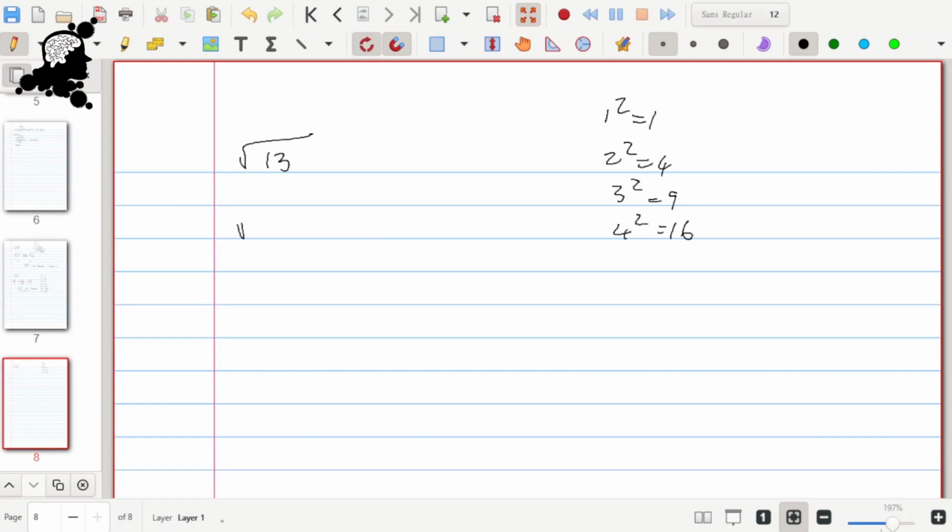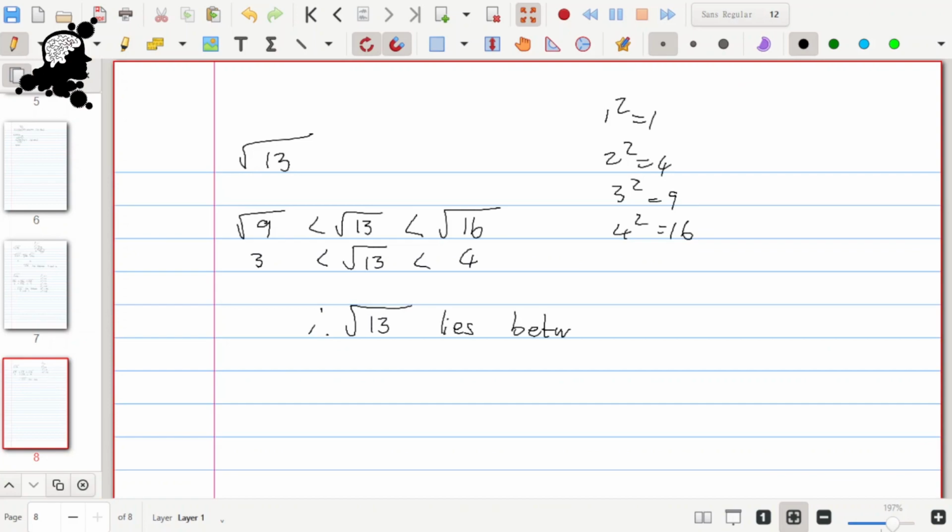So let me put the square root of 9 is less than the square root of 13, which is less than the square root of 16. The square root of 9 is 3. The square root of 13 is the square root of 13. The square root of 16 is 4. Therefore, the square root of 13 lies between 3 and 4. Brilliant.